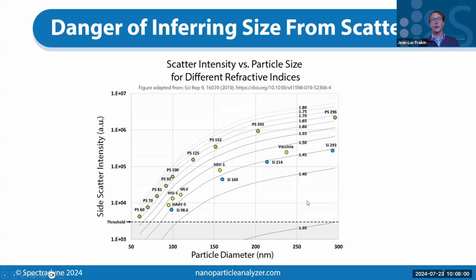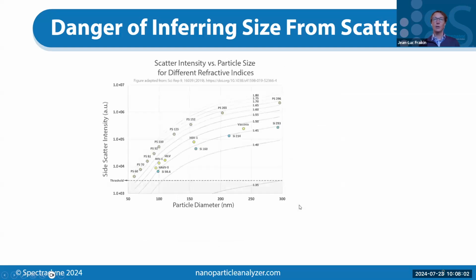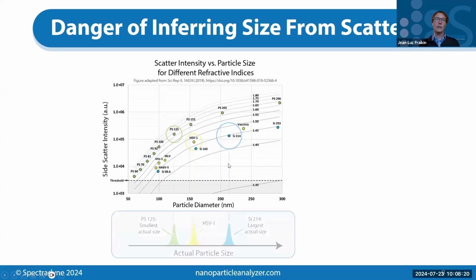What I want to do with this figure is imagine a real world scenario where you have a mixture of different materials in your sample. So for example, let's imagine mixing this polystyrene 125 nanometer particle, the HSV1, which is around 150 nanometers, and the silica 200 nanometer particles together, okay? And so we know, because we know the size of these particles, that the true size distribution looks like this. The polystyrenes are the smallest, the viruses are in the middle, and then the silica particles are the largest ones in the sample, right? So this is what the actual particle size distribution looks like.